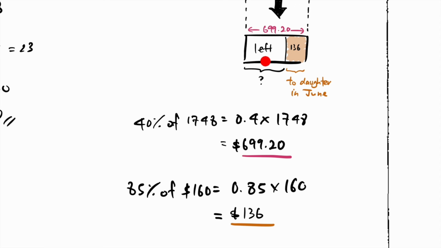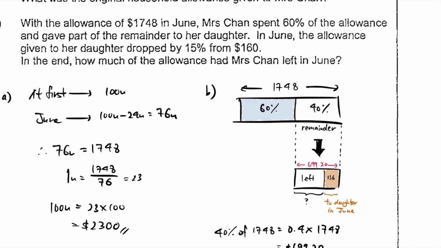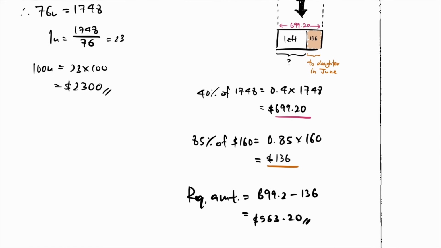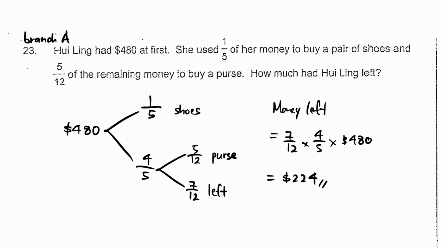Okay, what's this amount left? Simple, 699.2 minus 136. What does the question want anyway? How much allowance had she left in June? Oh, that's it. That's what we want. In this case, it will be the 699.2 minus that 136, giving us 563.20. Quite a tricky question.